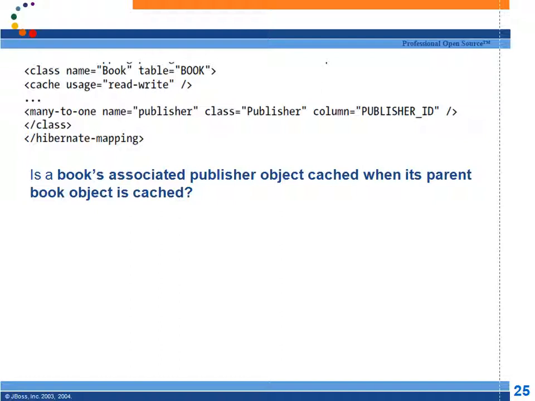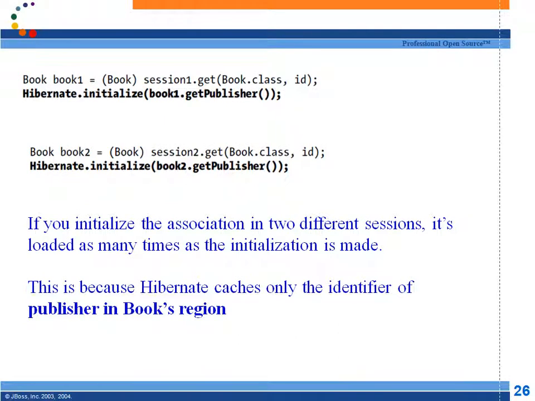There are two classes, publisher class and book class. You have enabled second level cache for book, and book is having a relation to publisher. Now, will publisher also be stored inside second level cache or not? No. You have to enable it for publisher also. If you initialize the association in two different sessions, it is loaded many times.